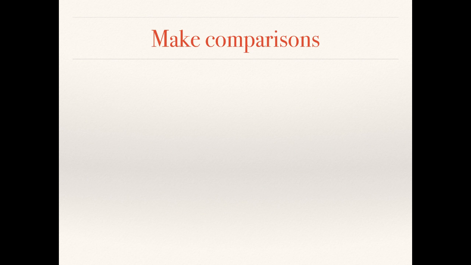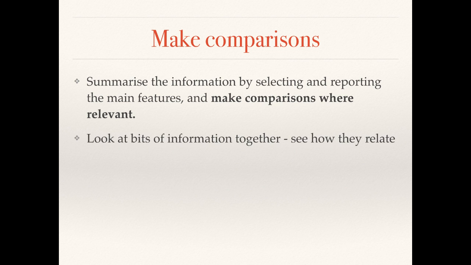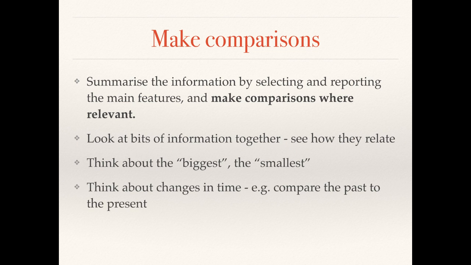Okay, final part is make comparisons. Make comparisons where relevant. Not always, where relevant. To do this, very simply, you need to look at bits of information together, see how they relate. That is what a comparison is. You need to, for example, think about the biggest, the smallest, and I'd add that these comparisons are very often the main features. Or you can look at changes in time. You can compare the past to the present, for example.